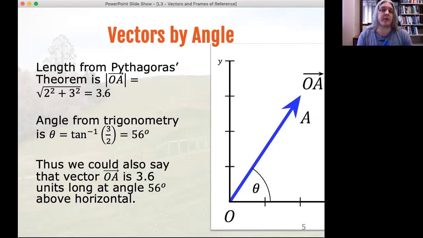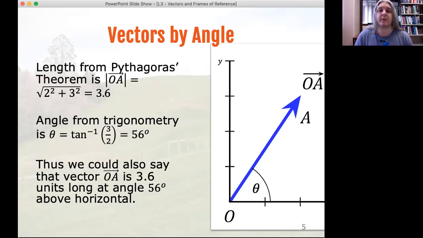However, sometimes we don't know the x and the y components. In that case, we might describe it like this. We might say, well, it's 3.6 long. I haven't got units on this, so I'm leaving units off. So 3.6, whatever the units are, long. And the angle is 56 degrees relative to the x-axis, or above horizontal. So you will often see vectors described like this, as a length, a magnitude, and a direction given by an angle. Sometimes we use compass directions.